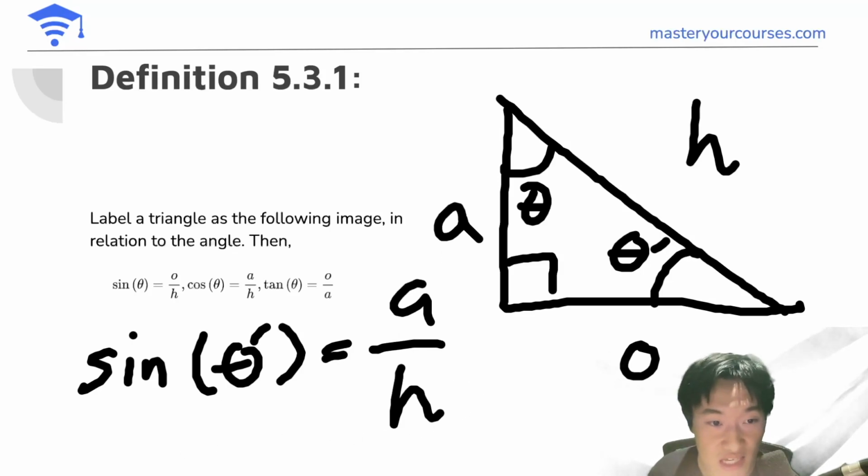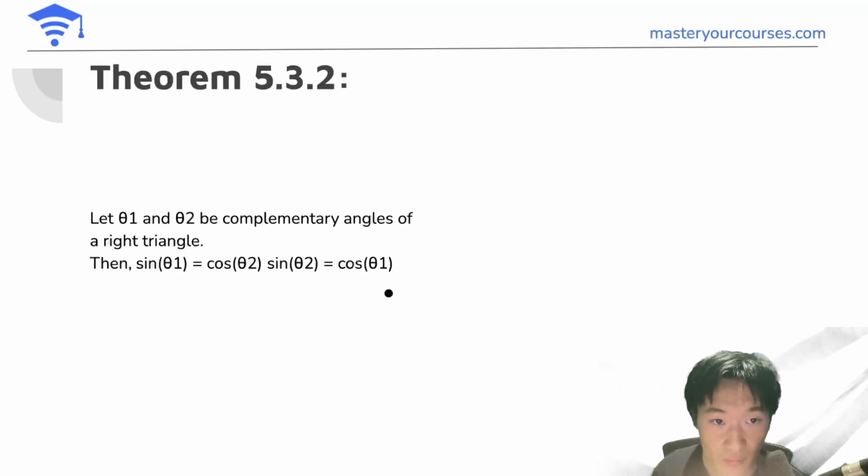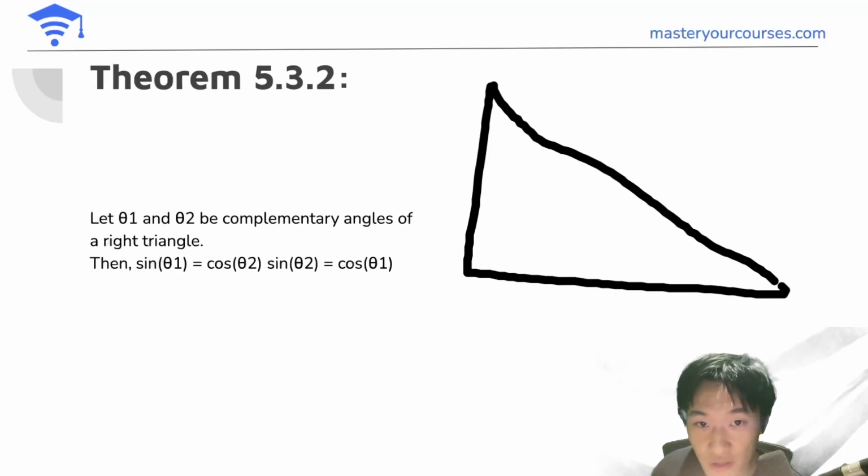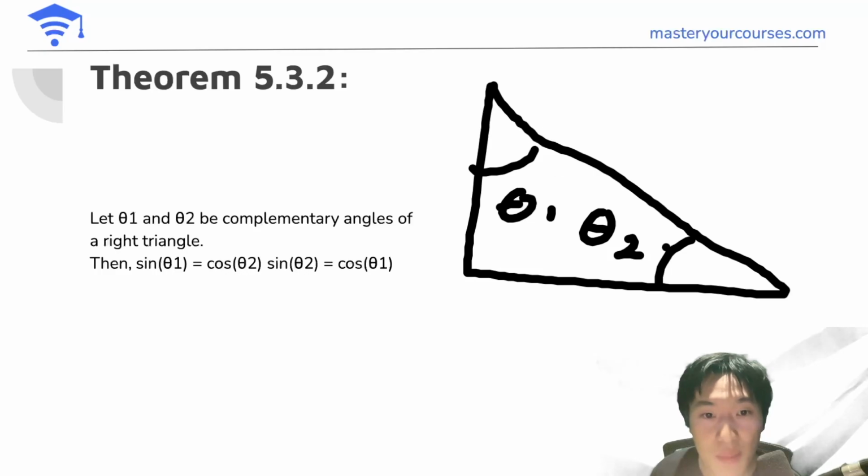Now this actually leads us to the next part, where if we have a triangle as follows, and we call this theta 1, this is theta 2, right? These two are called complementary angles of the right triangle. Now, what we know is that sine theta 1 is equal to cos theta 2, and sine theta 2 is equal to cos theta 1. What does that actually tell us? Well, let's just look at it in terms of ratios. What are they actually, right?